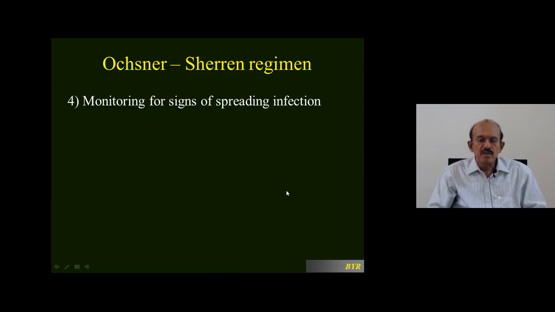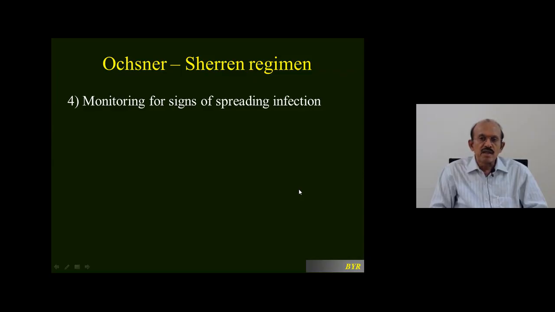Then most important is monitoring for spreading infection. So if the appendicular mass is causing spreading infection to the surrounding peritoneal cavity, you must immediately stop your conservative management and go for surgical management. Tell me, how do you identify the spreading infection? What symptoms and what signs? First, tell me the symptoms.